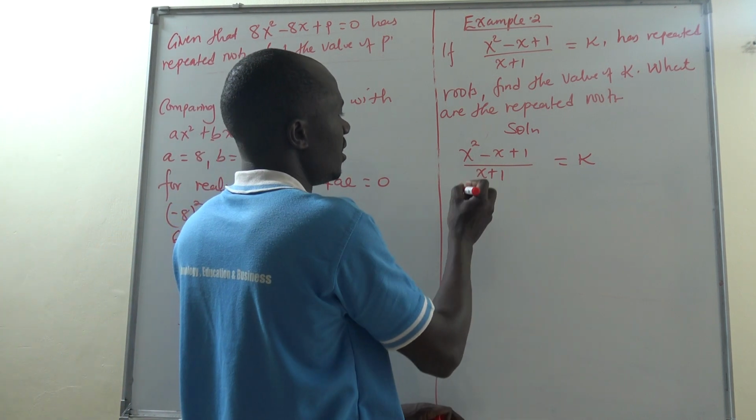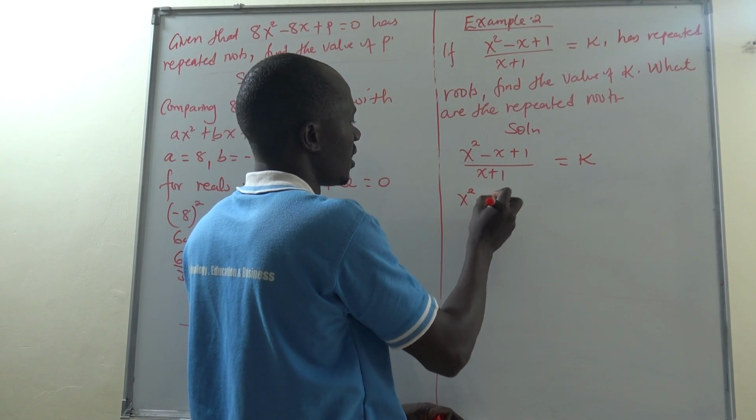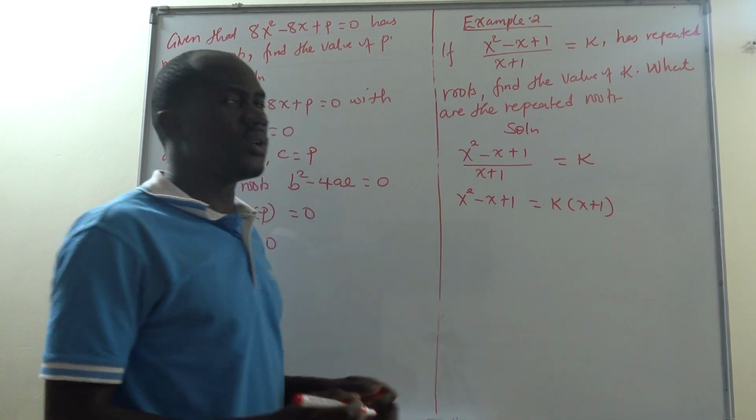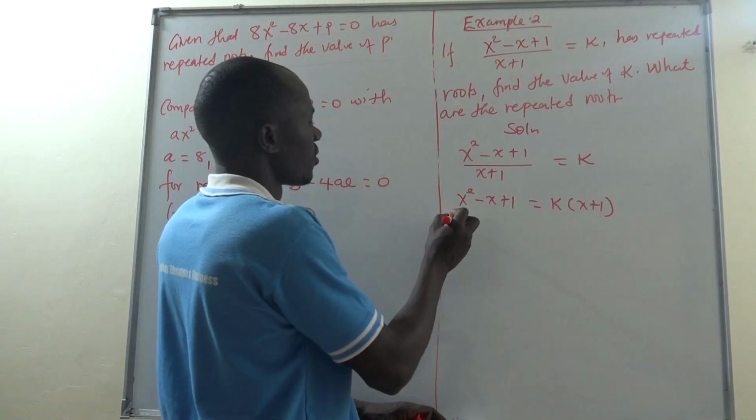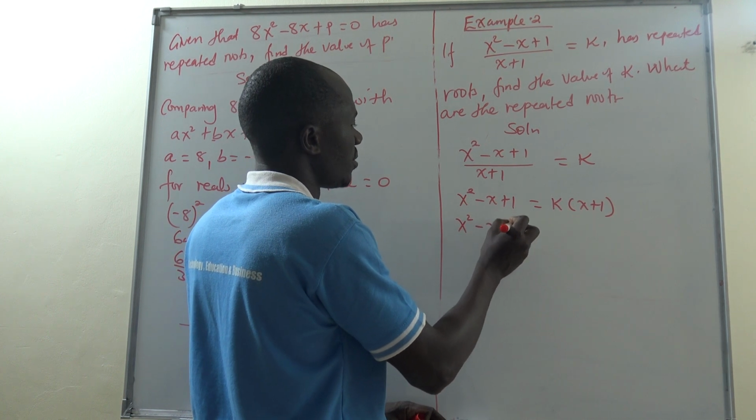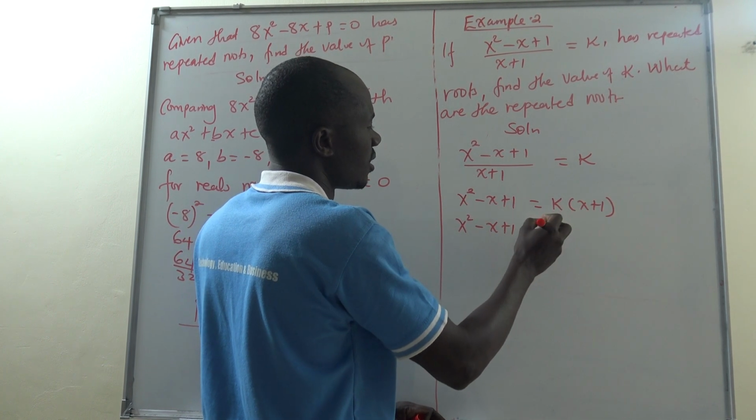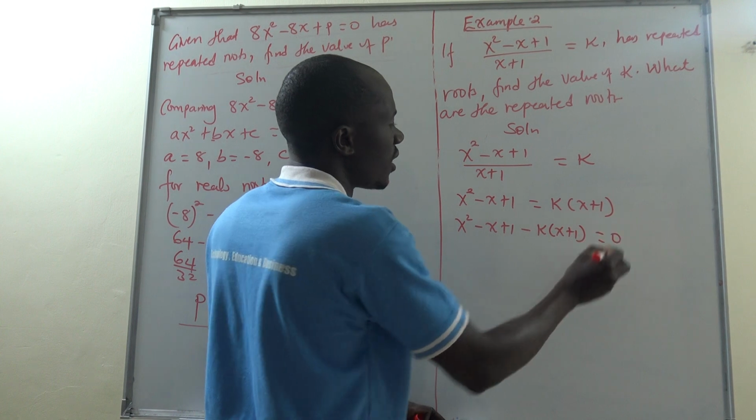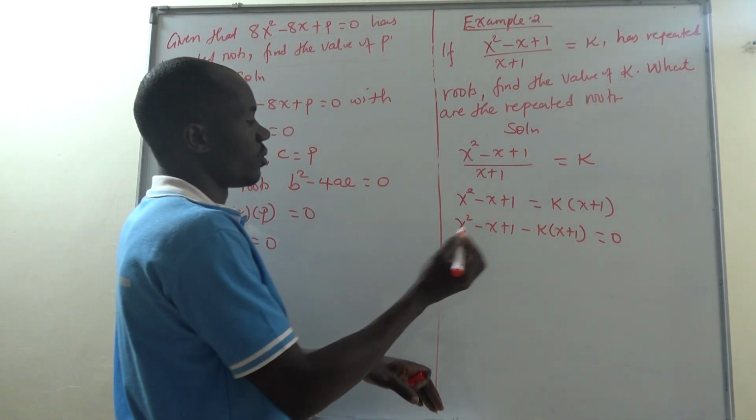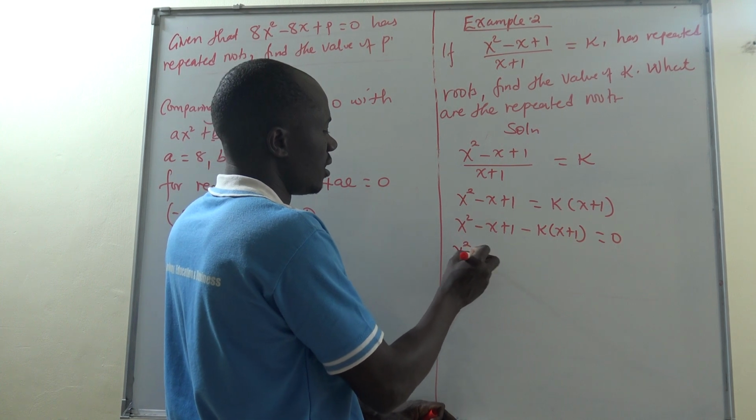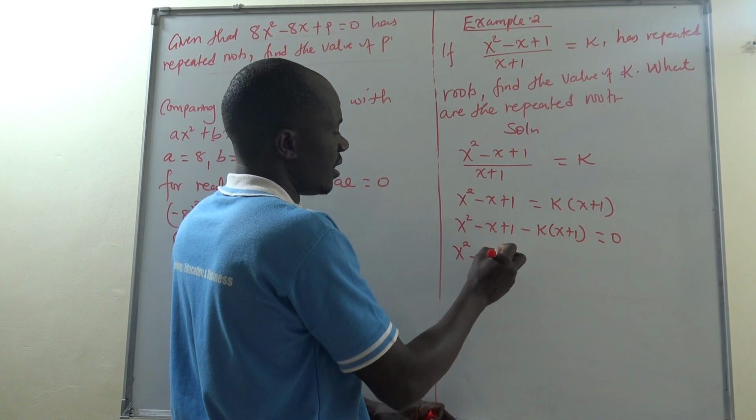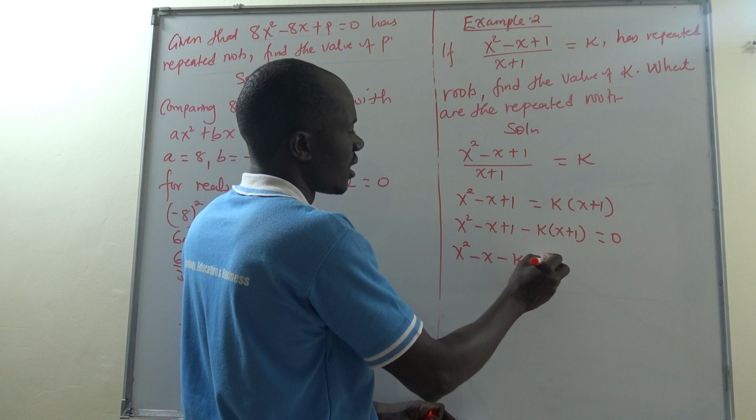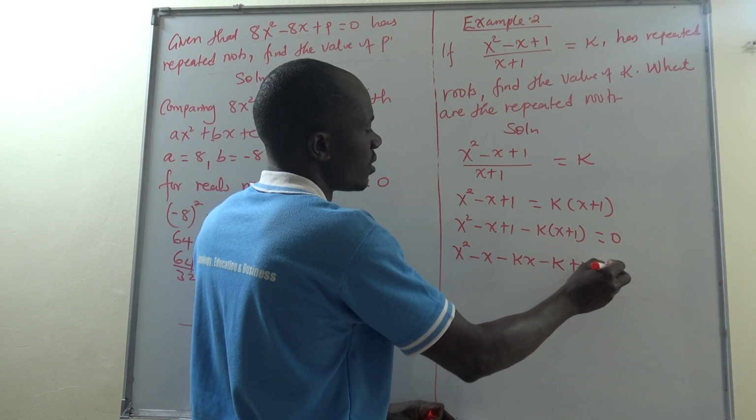So can we cross multiply? We are going to have x squared minus x plus 1 equals k into (x plus 1). Can we go ahead and open the brackets? We are going to have x squared minus x plus 1 minus k into (x plus 1), the whole thing equals 0. So can we open the brackets and bring the terms together? x squared minus x minus kx, because we are pushing in the minus k, then plus 1 minus k equals 0.